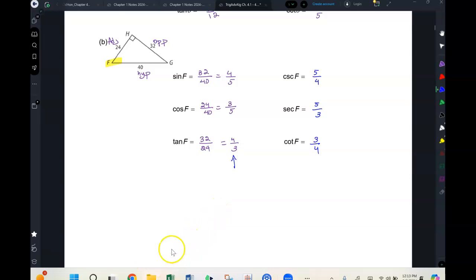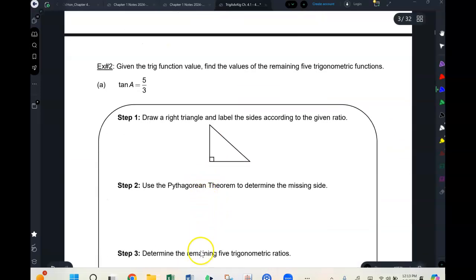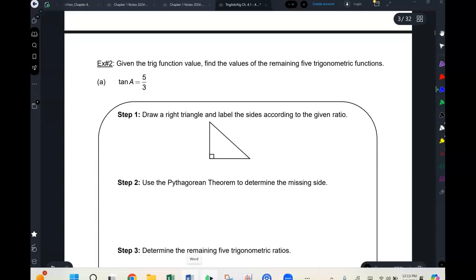Okay. So now that was just a basic, find sine, cosine, tangent if you're given a triangle. What if you're not given a triangle? Instead, you're given a trig function value, and then you have to find the remaining 5 trig functions. So you're not given a triangle. You're given tangent of A is 5 over 3.